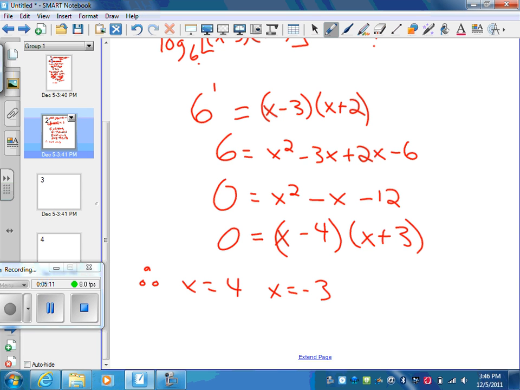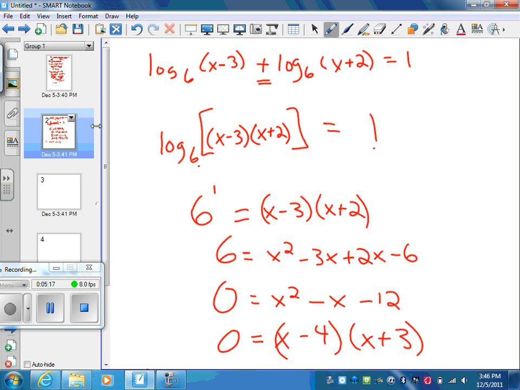Now this is where checking comes into play. So the number 4, let's check that first. Log base 6 of 4 minus 3, sorry, is 1. So log base 6 of 1 plus log base 6 of 4 plus 2, which is 6, equal to 1. Well, what is log base 6 of 1? 6 to the power of what gives me 1? 0. Okay. And 6 to the power of what gives me 6? 1. So does 1 plus 1 equal 1? You better believe it. Okay.